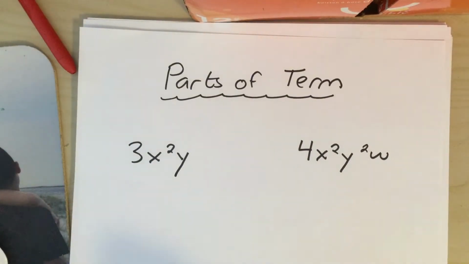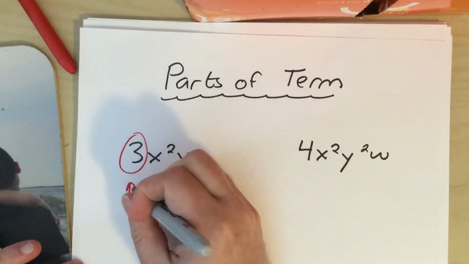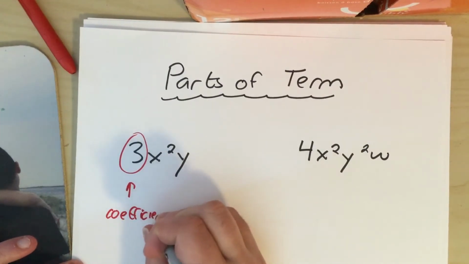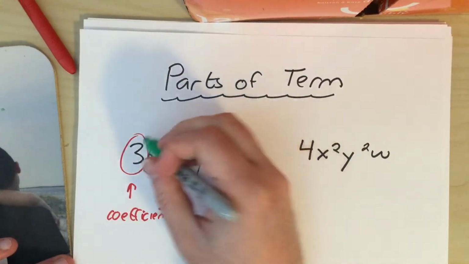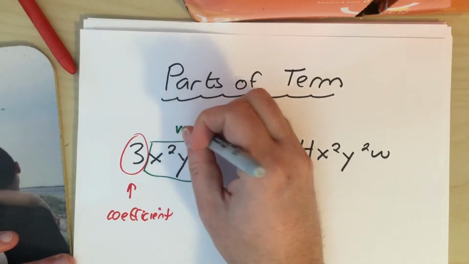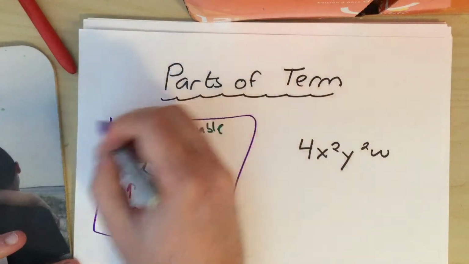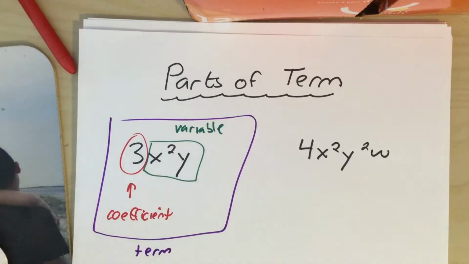So the parts of a term: we have a number in front, and the fancy math name for that is the coefficient. And then over here, we have this part, and that's the variable part. And that whole thing together, all this is a term. And then we have another term.